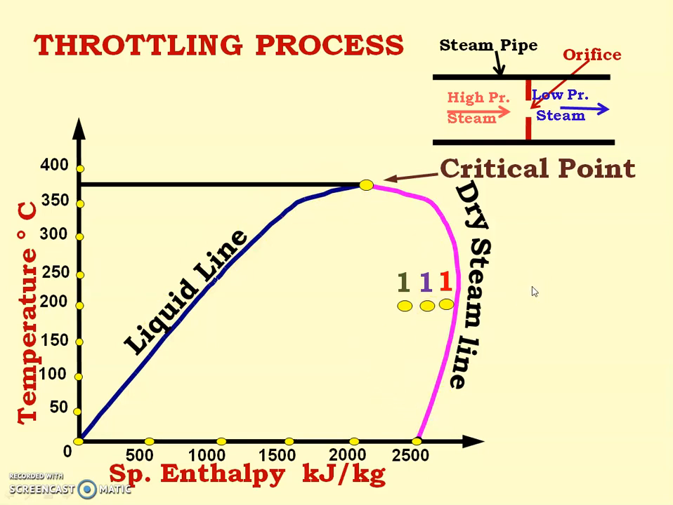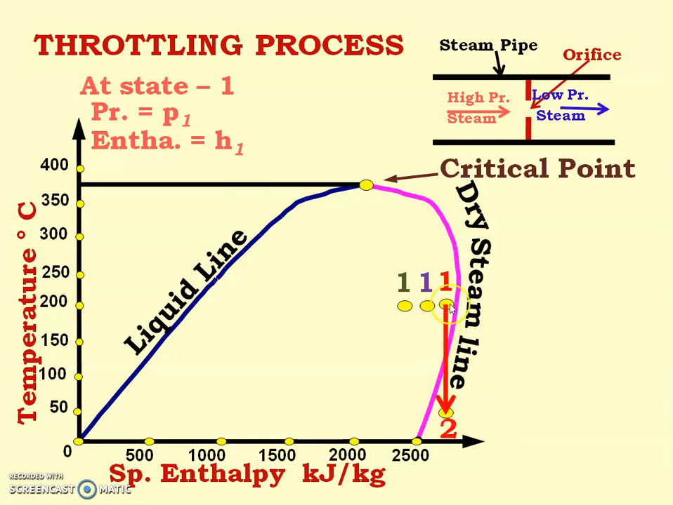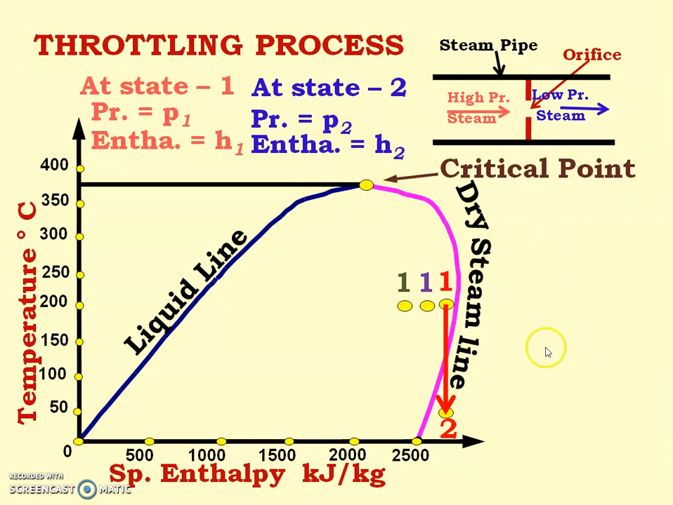three states, the steam is wet because it is inside the liquid line and the dry steam line. Right? Now let us see what happens to state 1. At state 1, pressure is P1, enthalpy is H1. Now you see, when the throttling process takes place, it reaches point number 2. And at point number 2, it is superheated steam. So the wet steam is converted into superheated steam. At state 2, the pressure is P2 and the enthalpy is H2, and it is superheated steam. H1 is H2. So H1 wet is equal to H2 superheated steam.